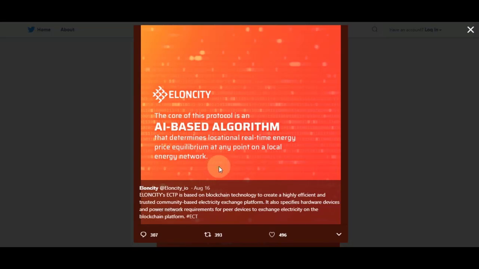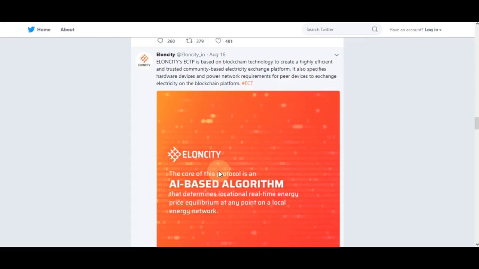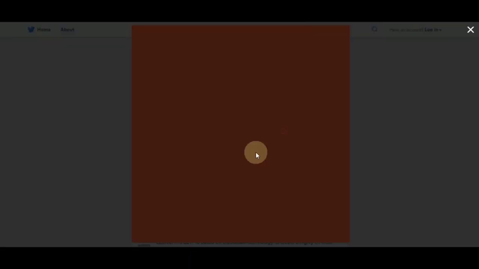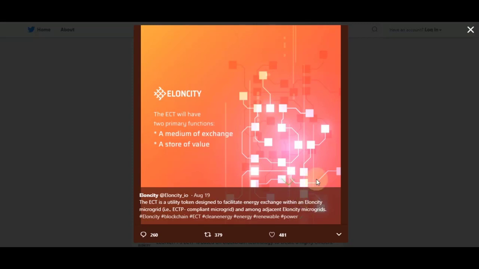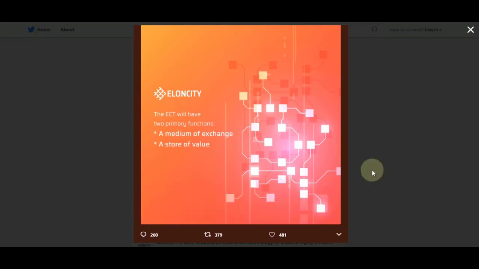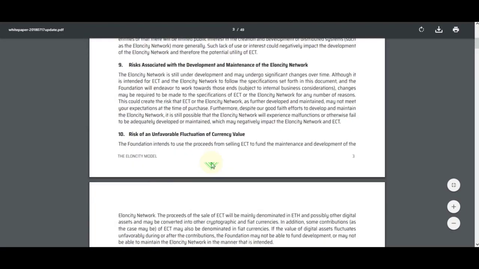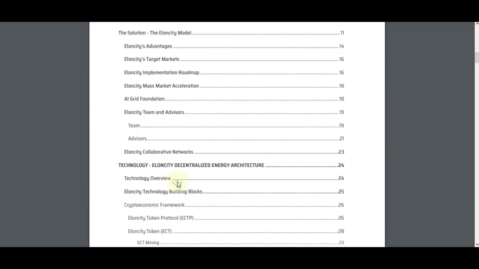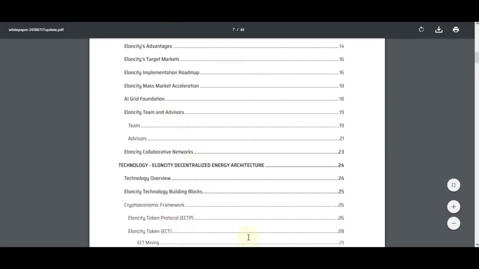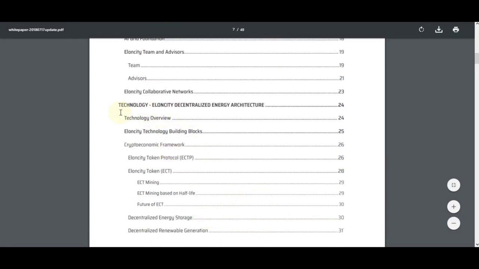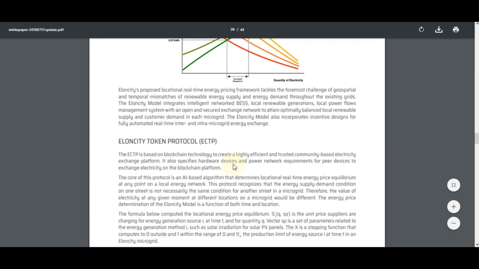The ECT is a utility token designed to facilitate energy exchange within an Eloncity microgrid and among adjacent Eloncity microgrids. The ECT will have two primary functions. A medium of exchange: on the Eloncity networks, the ECT is used for energy exchange. The consumers earn ECTs by providing their surplus energy to peers on the networks. The community member uses ECT to access local electricity services and ECTP-compliant products to store a value.